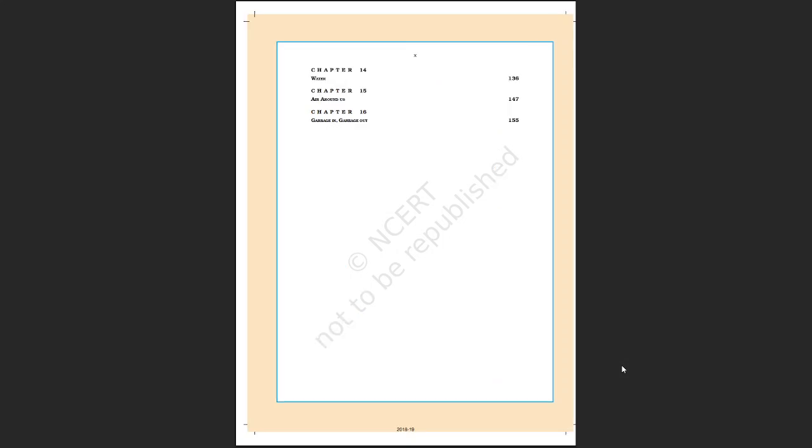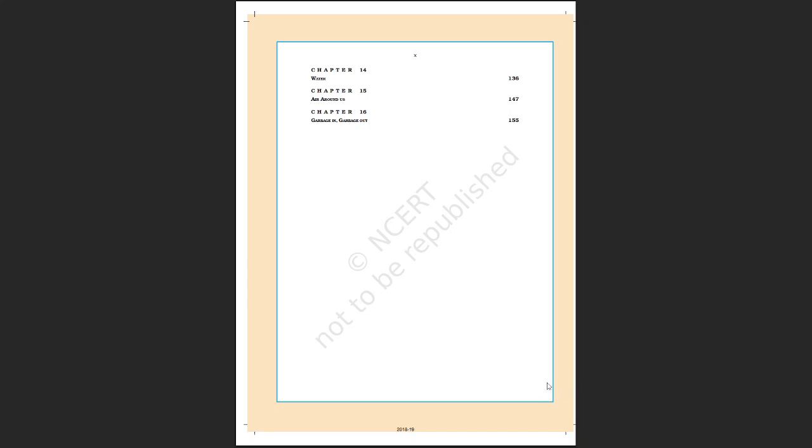Then the next, 14th chapter is Water. In this we will study the sources of water, the uses of water, how we conserve water, how water pollution is caused, and how we can control water pollution, etc.